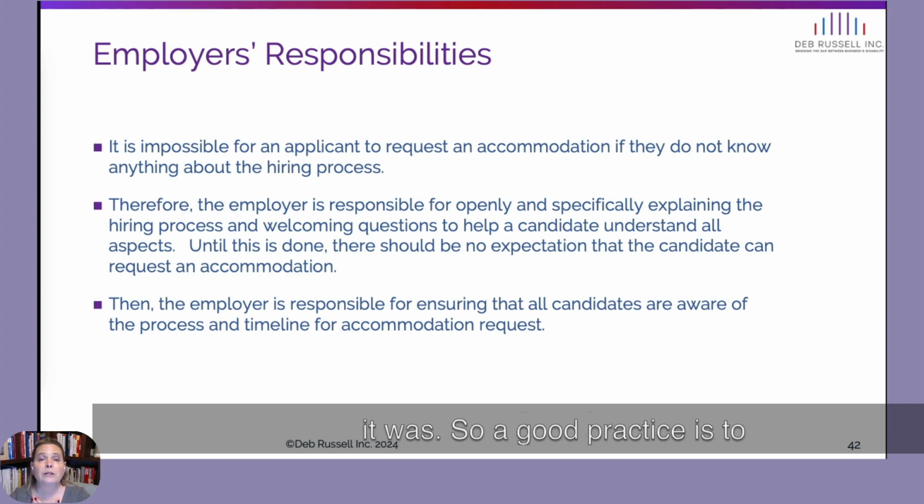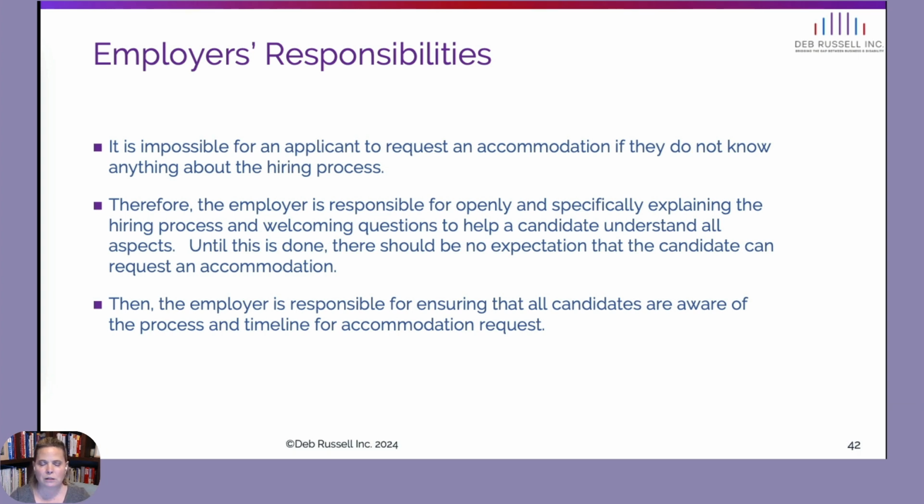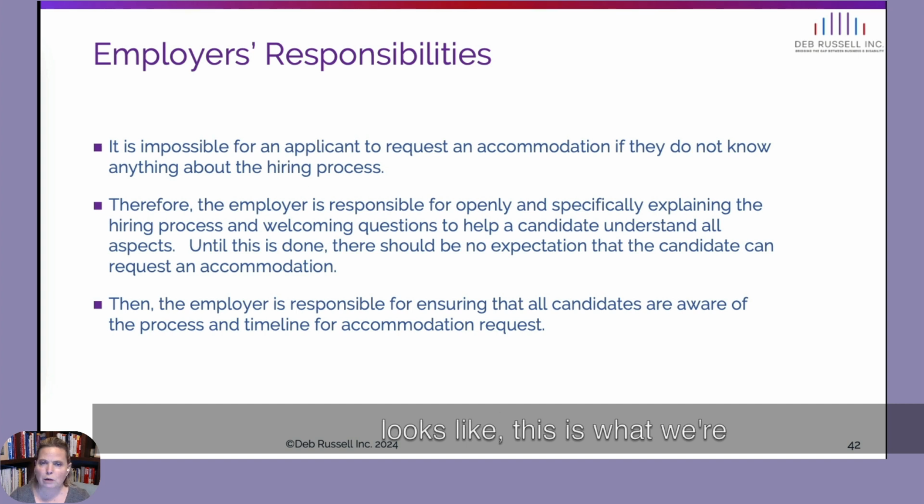So a good practice is to have in your applicant tracking system, your career websites, and any recruitment materials or events, an explanation of the process to get a job here. This is how many questions you're going to get, and this is what the application looks like. This is what we're going to be asking you in the interview. You're going to have to go through a drug screen. You're going to have to go through a criminal background check, all these things. Just let them know what that process is. It doesn't need to be a secret. I don't know why people keep that a secret.